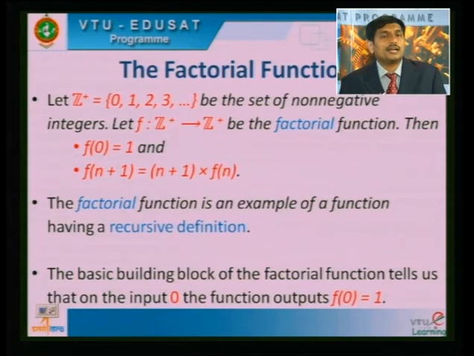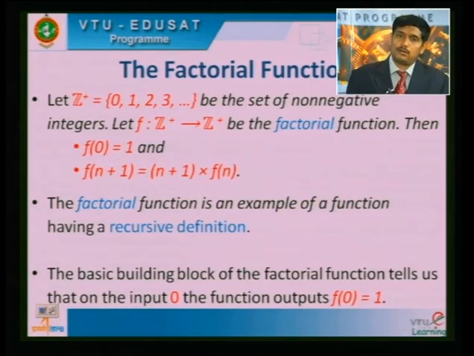The factorial function is an example of a function having a recursive definition. If anybody asks which is the simple example you can give of a function with a recursive definition, you must tell it is the factorial function. It means f of n is equal to n factorial, a mapping from positive integers to positive integers. That is a simple thing you must explain.